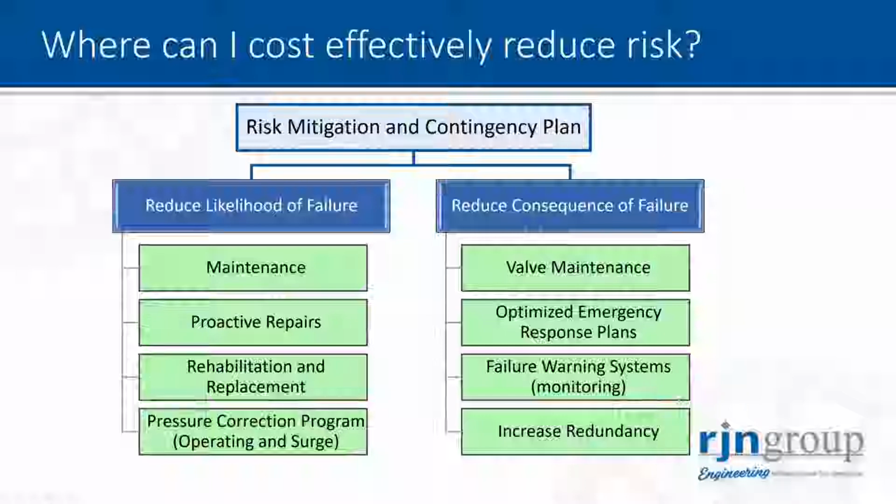There's different failure warning systems out there. Some people call this monitoring, either monitoring pipe degradation or monitoring pressure or pressure drops, in this case, to let you know exactly where the main break occurred and or where the deterioration continues to happen. And then finally, increasing redundancy if it's feasible to put in a second pipeline or have the ability to feed an area from another water source. This can also reduce consequence of failure.